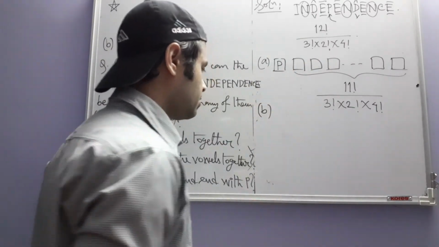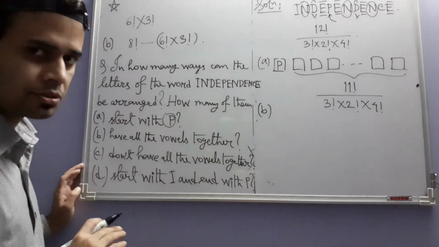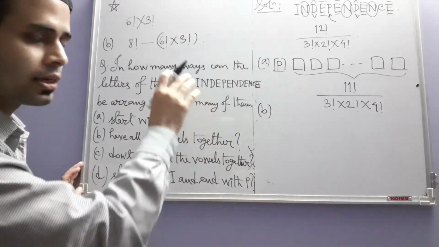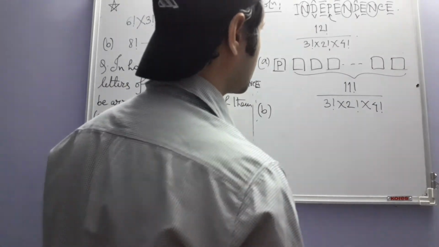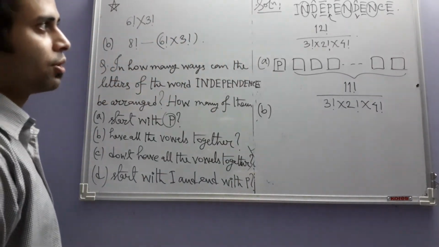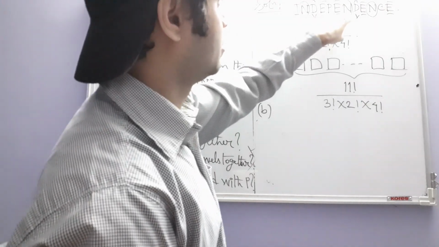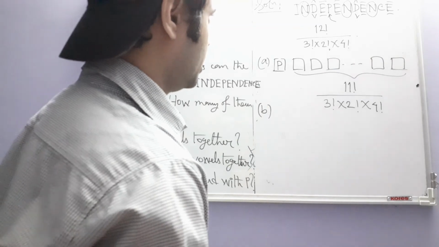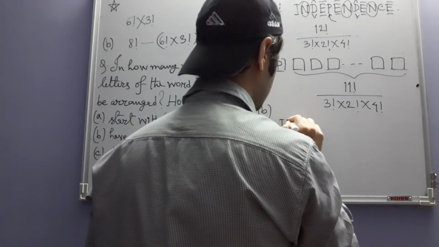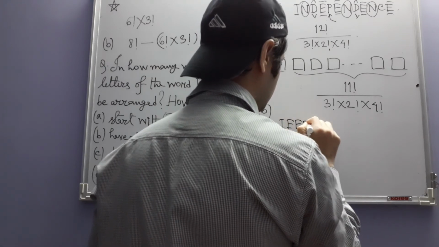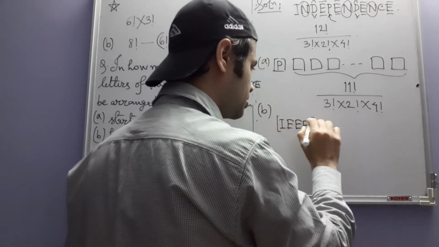Then comes part B. Again, have all the vowels together. We have to proceed just like how we did in the previous problem, but here we have to be extra careful. Let us first note the vowels: I and the 4 E's. So let's just write them like this. This is our composite object.